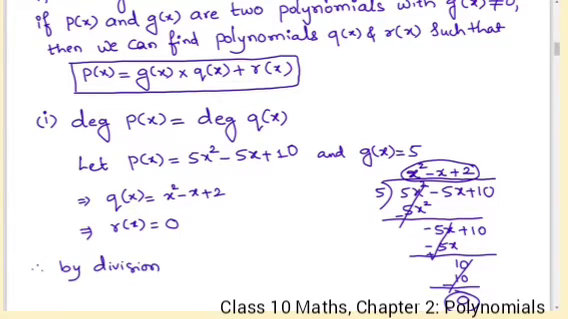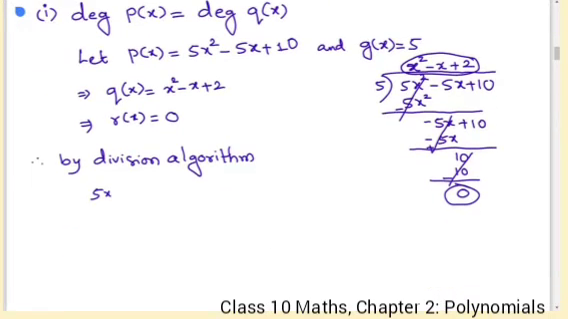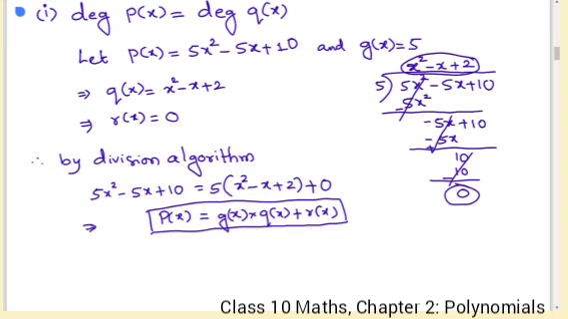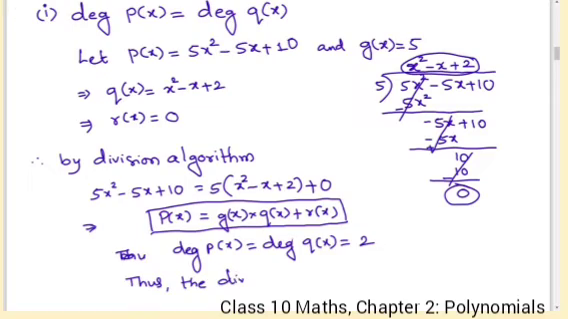Therefore, by division algorithm, 5x square minus 5x plus 10 is equal to 5 into x square minus x plus 2 plus 0. So here this term is p of x, which is equal to g of x into q of x plus r of x. So it is in the form of the division algorithm. Therefore here degree of p of x and degree of q of x, you can observe, both are 2 itself. Thus the division algorithm is satisfied.